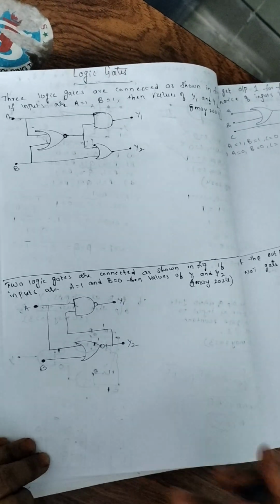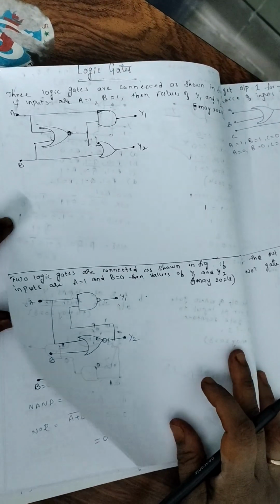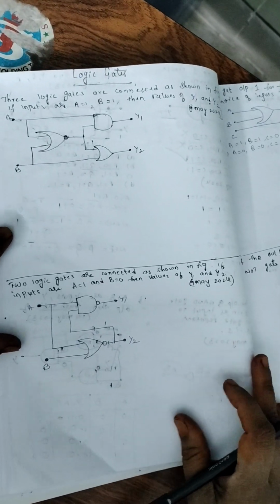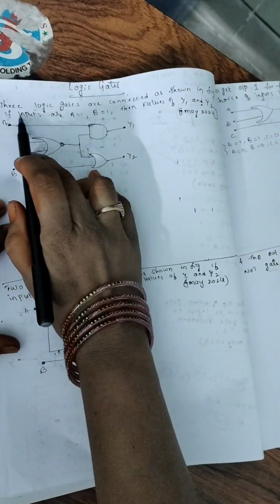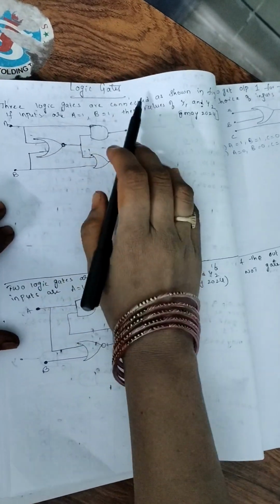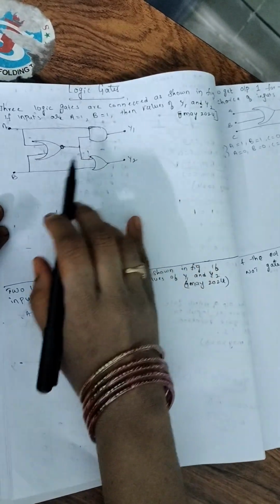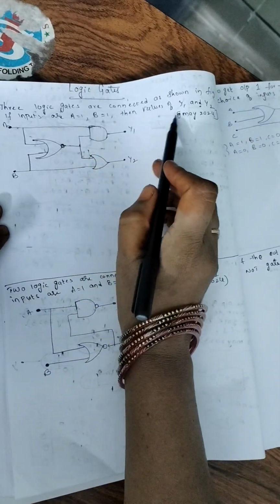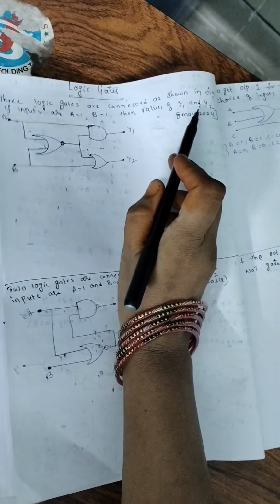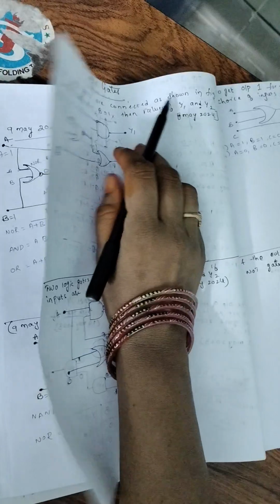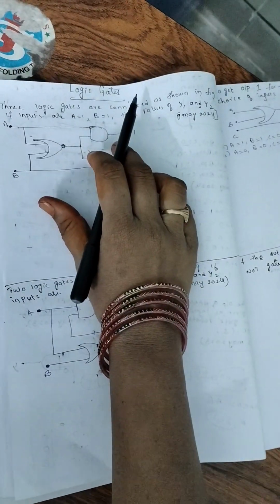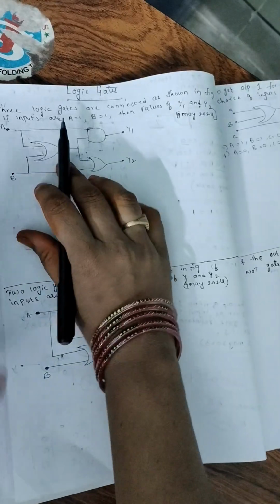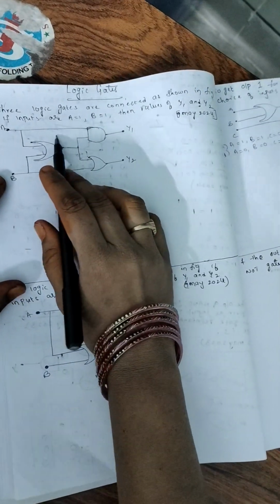In this video, let us discuss some EAPCET PYQs related to logic gates. So, three logic gates are connected as shown in the figure. If the inputs are A equal to 1, B equal to 1, then he is asking for the outputs of Y1 and Y2. For such questions, first we have to identify what gates he gave.